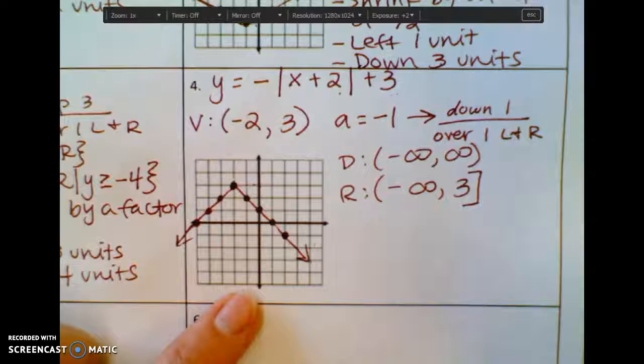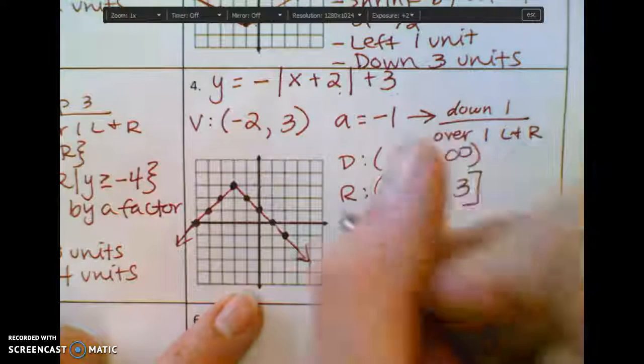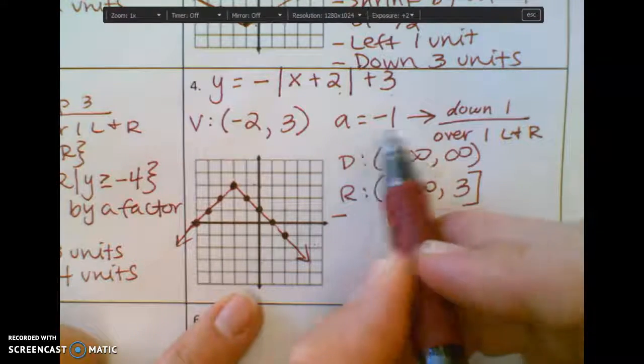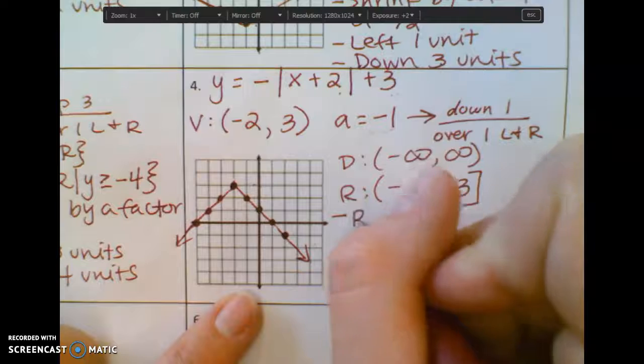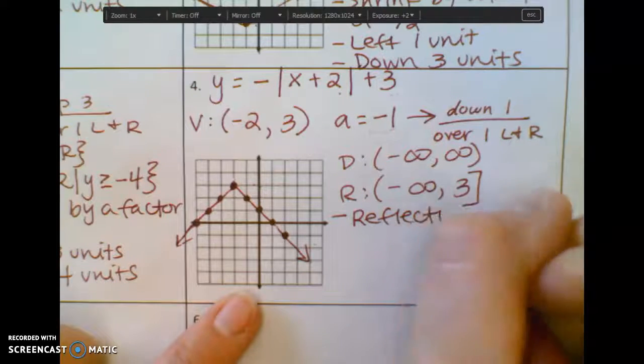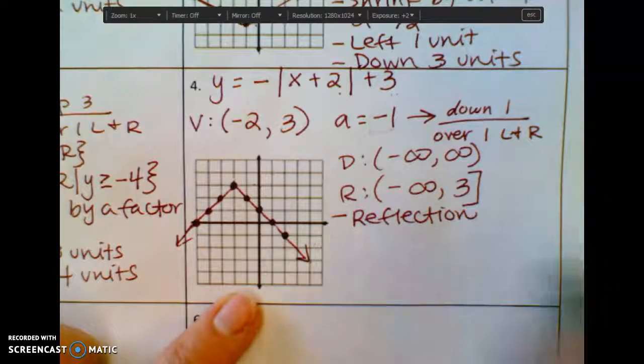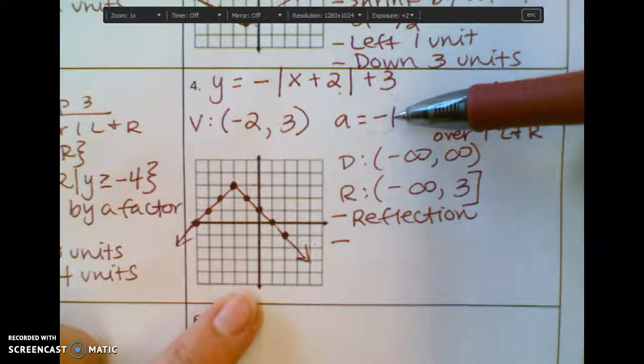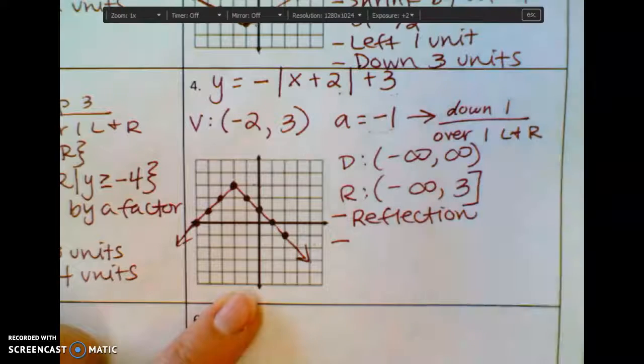Let's list the transformations. What was the first one we always ask ourselves? We say, was it reflected? The answer is yes, finally yes, because it is a negative 1. So I'm just going to say it was a reflection. All right, next thing we ask is, was there a shrink or a stretch? The answer is no, because this is a -1. If it's anything other than 1 or -1, then yes, there's a shrink or a stretch.